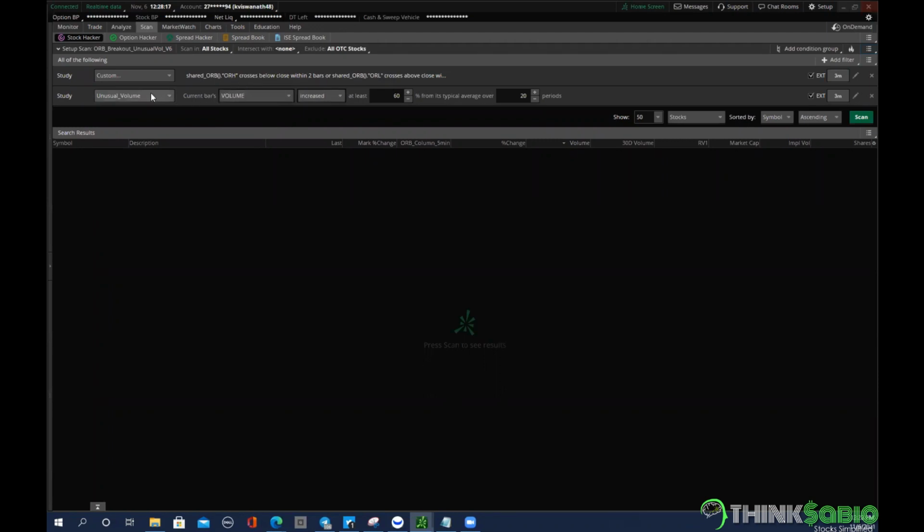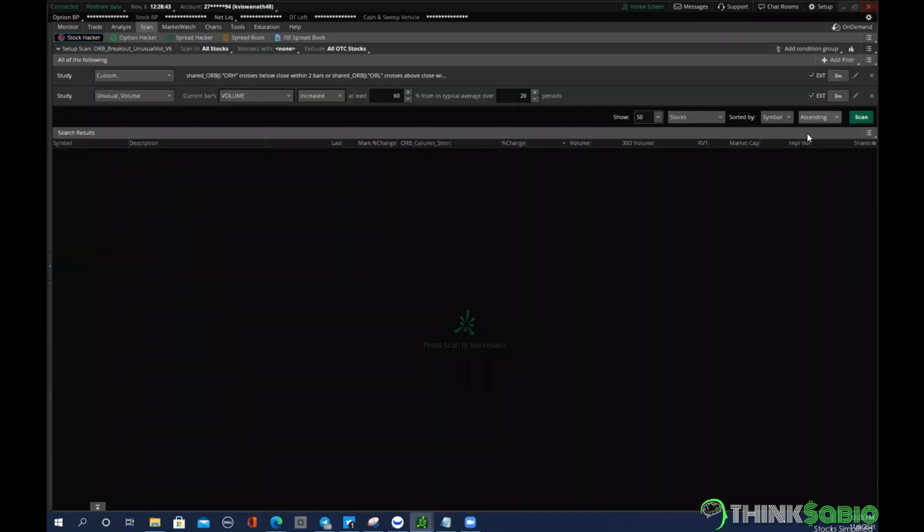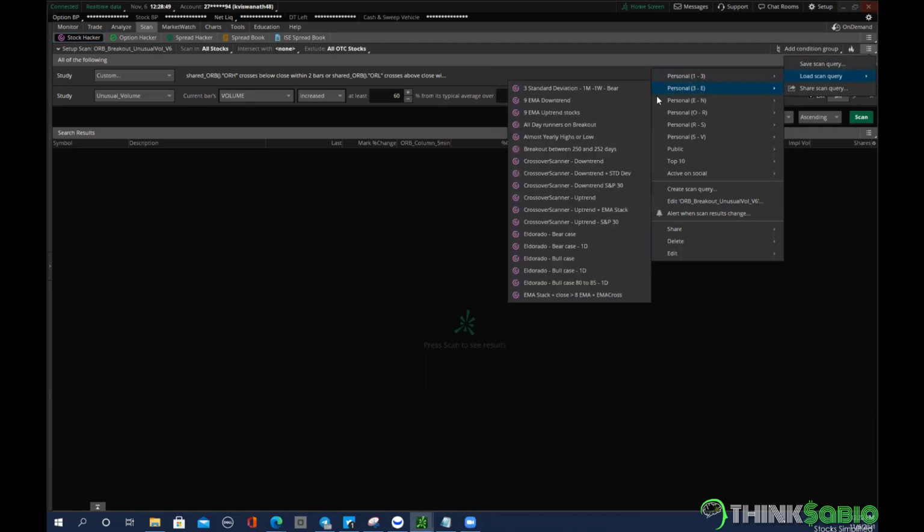Price is good, all good. So what I'm also adding is another study here, like unusual volume. And then I just selected that the volume increased at least 60% from the typical average of the last 20 periods on the 3-minute candle, right? If there is a spike in volume by 60% from the last 20 3-minute candles, then I will get an alert on my phone, and I will look at that stock, right? And then I have, like I showed, many scanners.